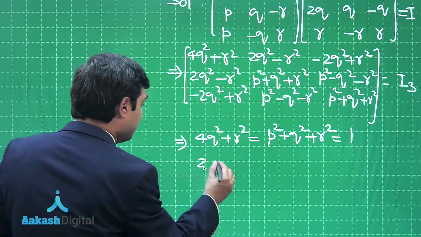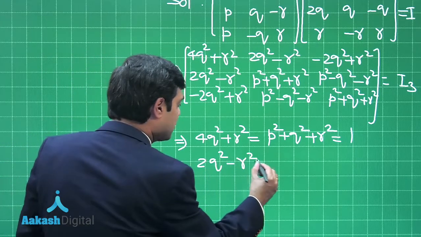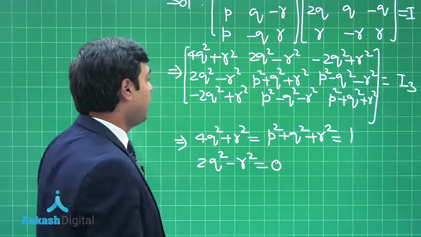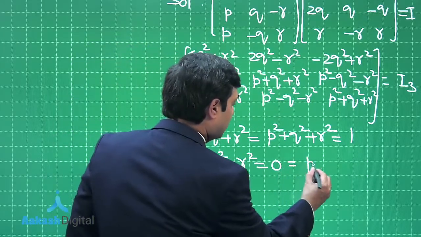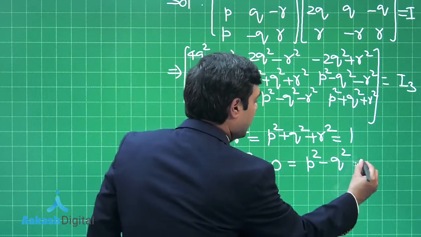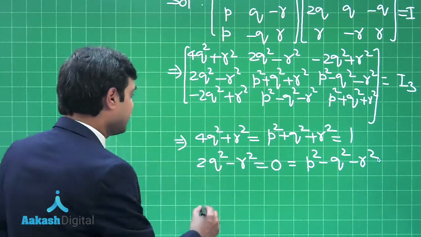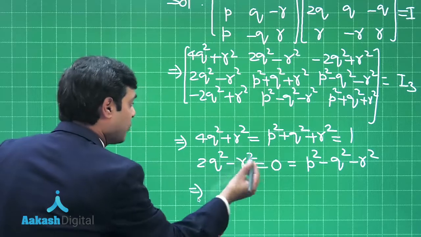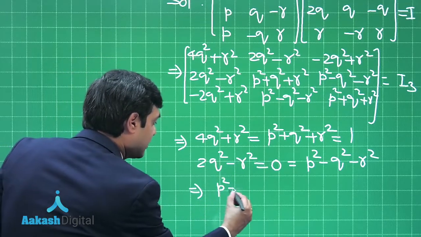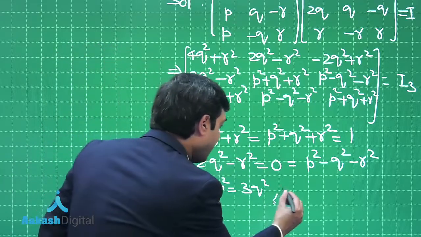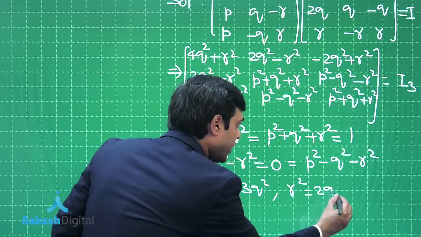Otherwise, we have 2q square minus r square is 0 from these ones, or this one or this one. Also, we have this term is equal to p square minus q square minus r square. So, if I go with the first two, I have the result with me, r square cancelled, that means p square is equal to 3q square. Similarly, from this one I have r square is equal to 2q square.